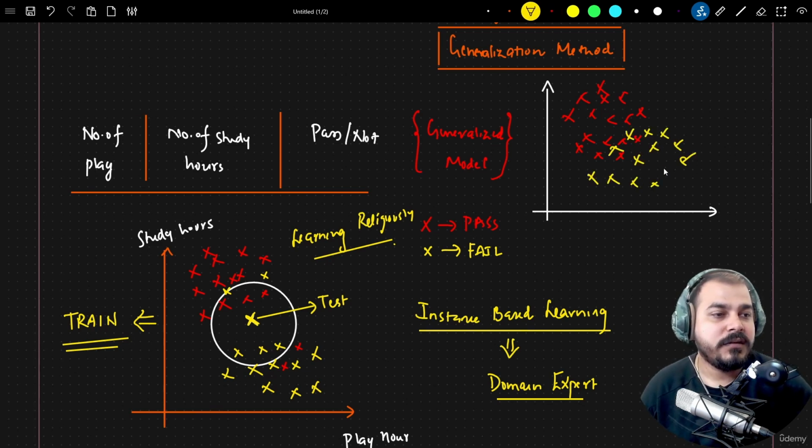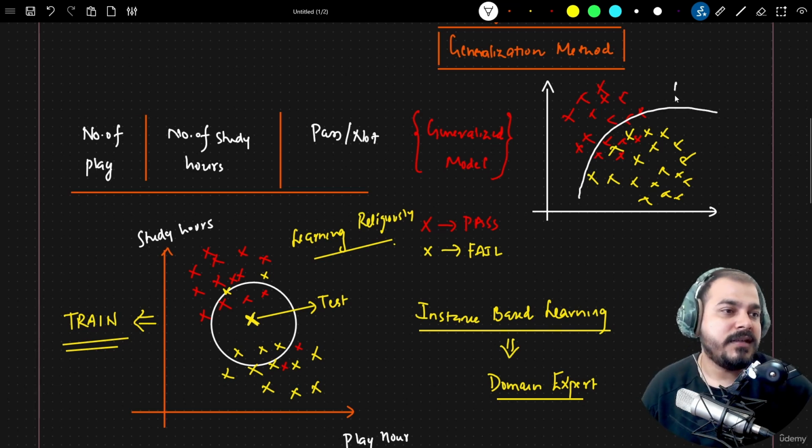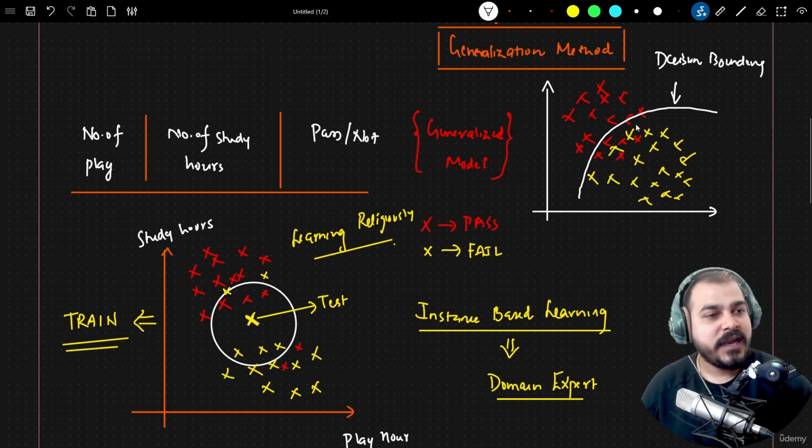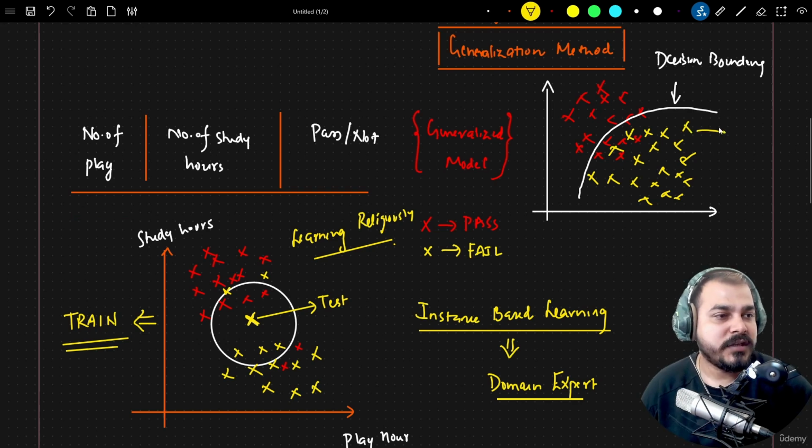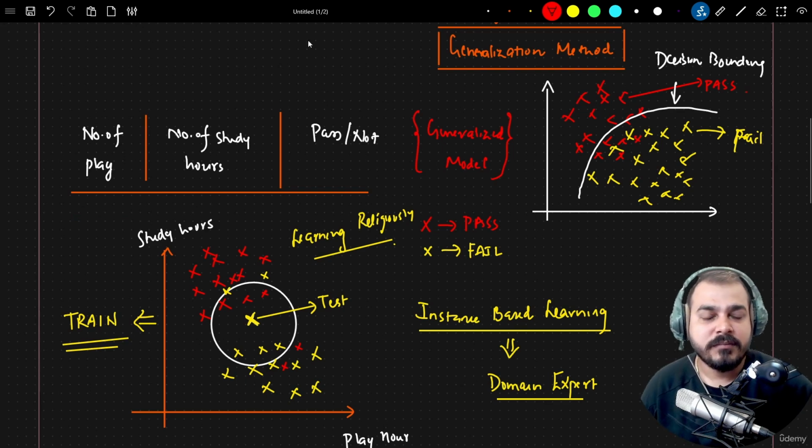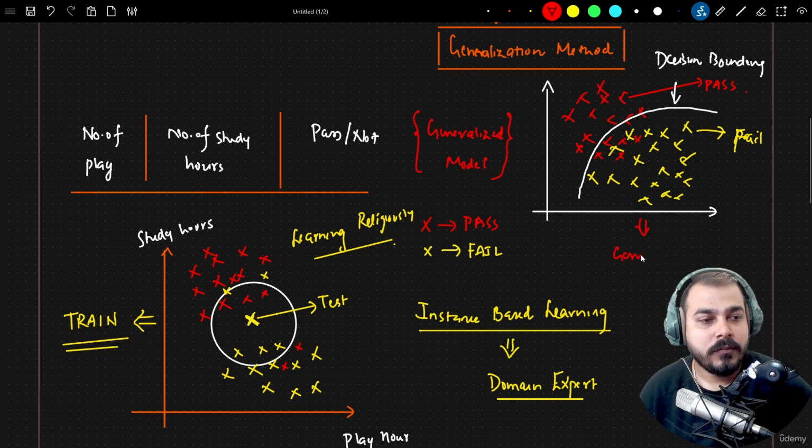Let's say these are all my data points. In this particular case, my machine learning model will try to create this kind of line. Let's say it will try to create this curve. Let's say this curve is called the decision function or decision boundary. That basically means anything that comes below this decision boundary, we are going to consider as fail, and anything that comes above this decision boundary, we are going to consider as pass. So this is the basic difference between instance-based and model-based learning. Here, you create a generalized format to learn the data.